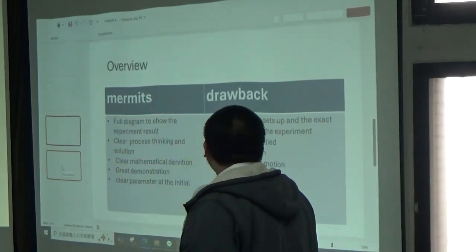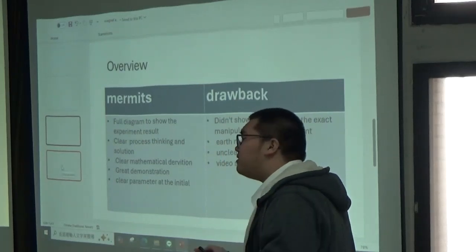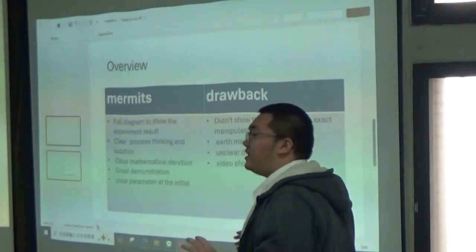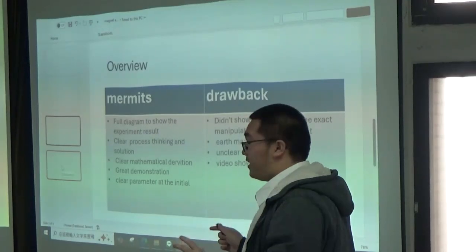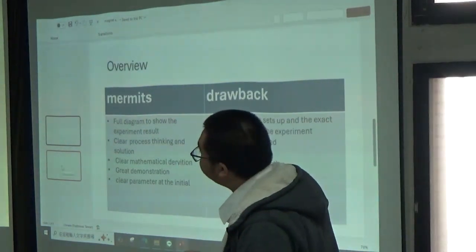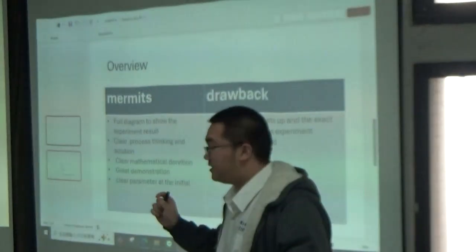And second, I think the main drawback I'm confused about is his manipulation during each experiment, because I did not really see how these magnets move during his displacements.